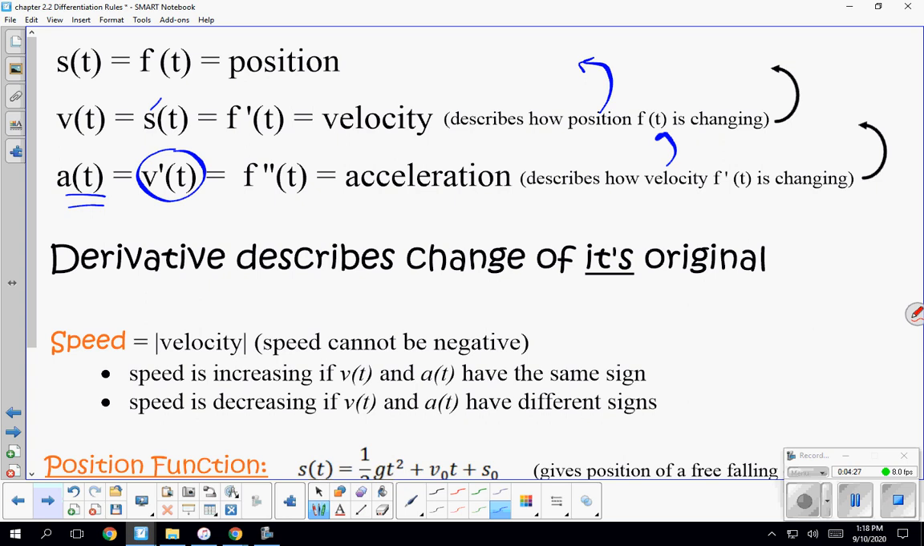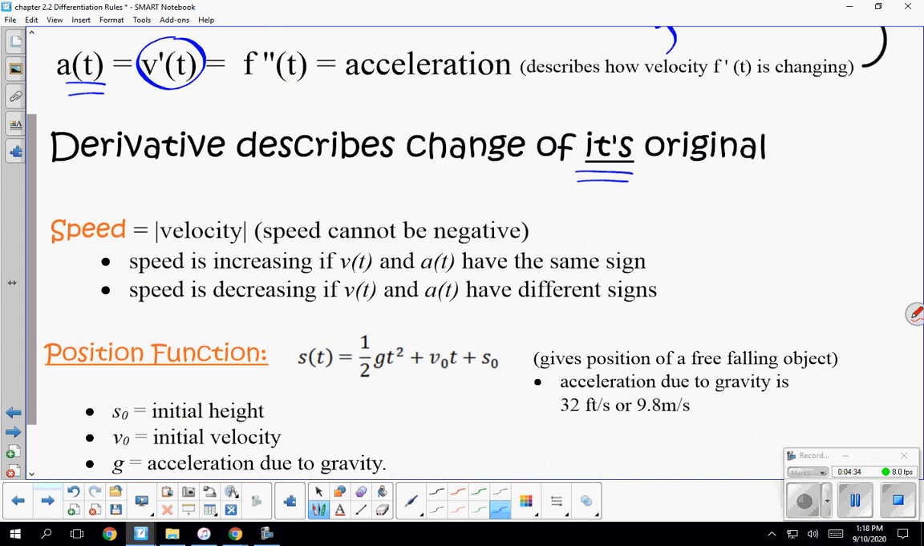Our derivative describes the change of its original. So remember, speed is how fast you're going. Velocity is both speed plus direction. So if we take the absolute value of velocity, we get speed. You will see this question on the AP test.